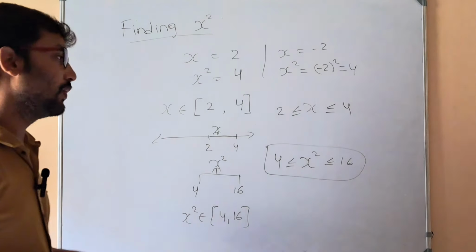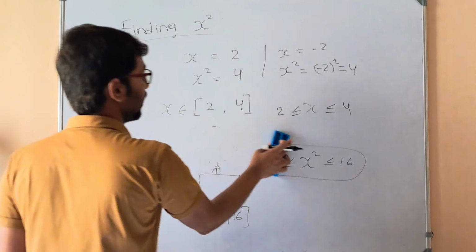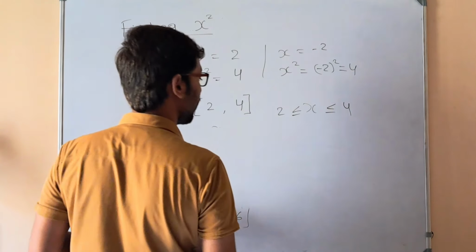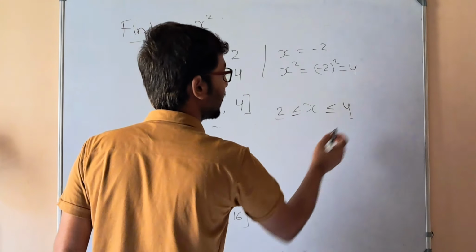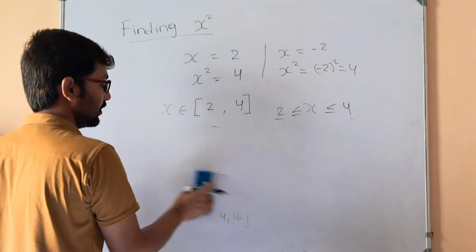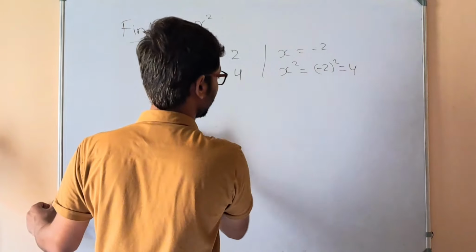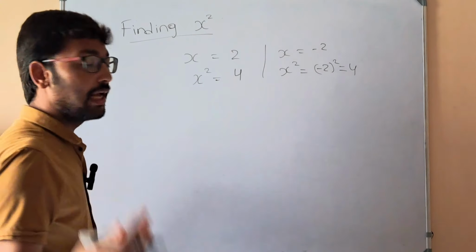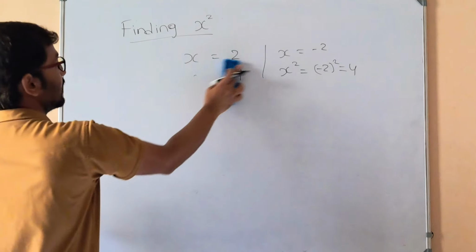Simple, right? Now next, let us try another one. Here there was no problem because both were greater than 0. Now, what if both are less than 0?